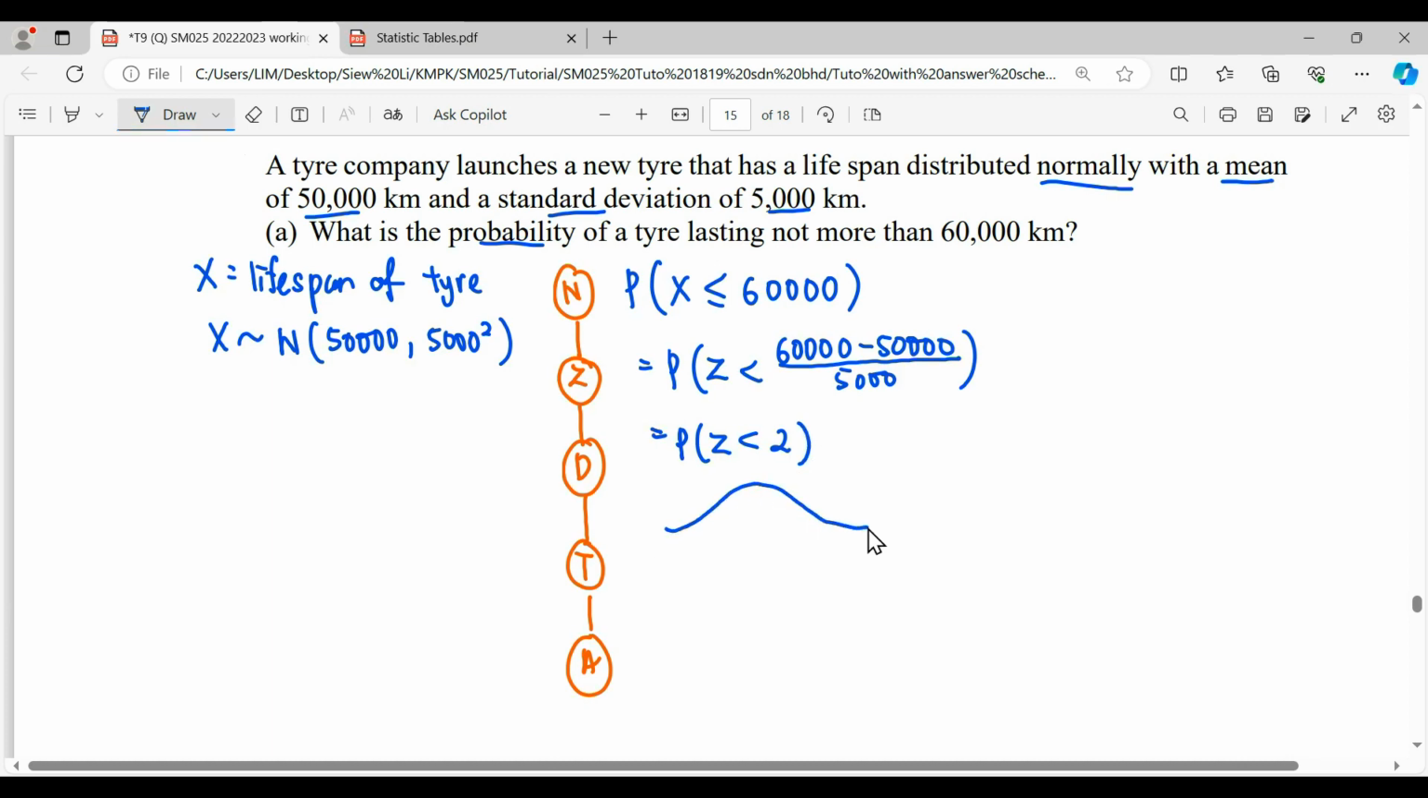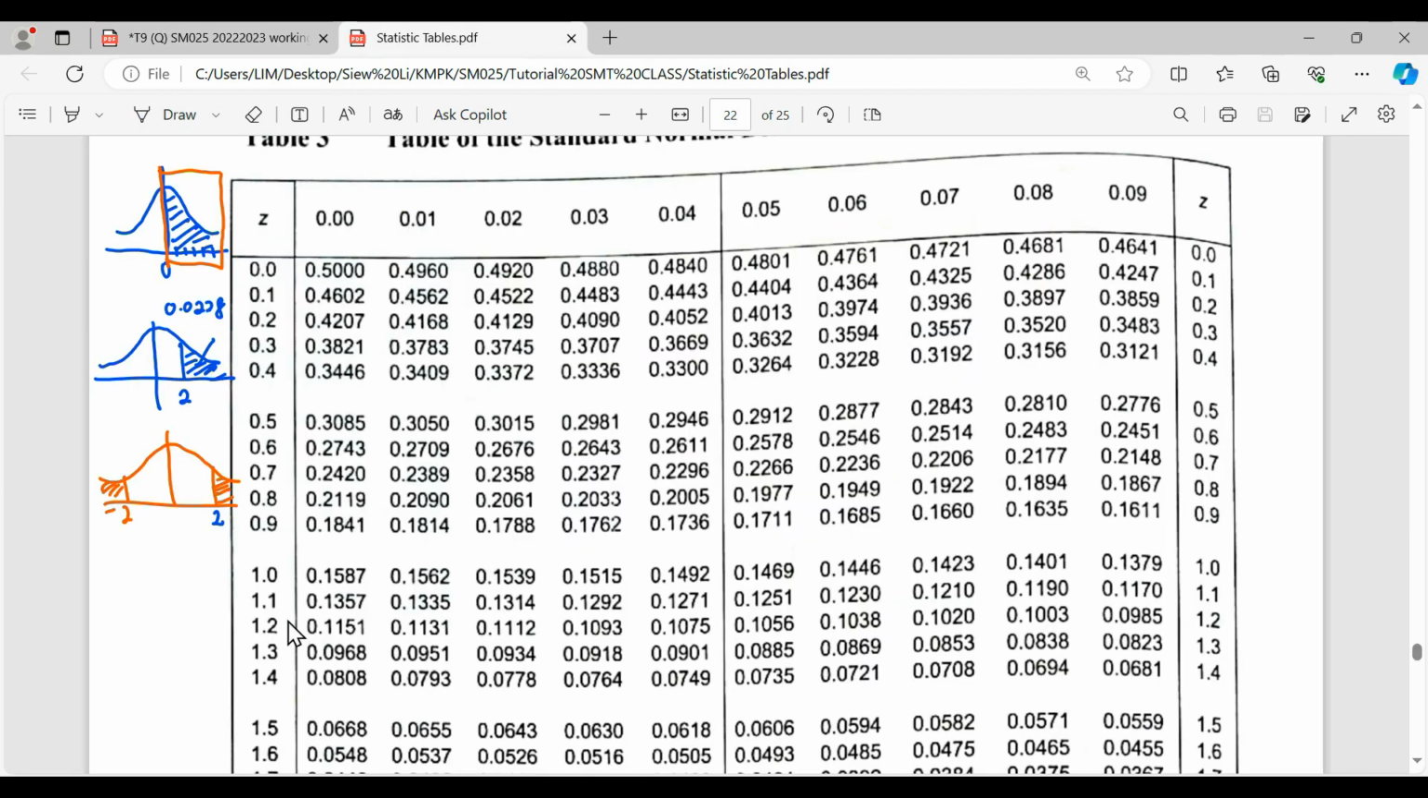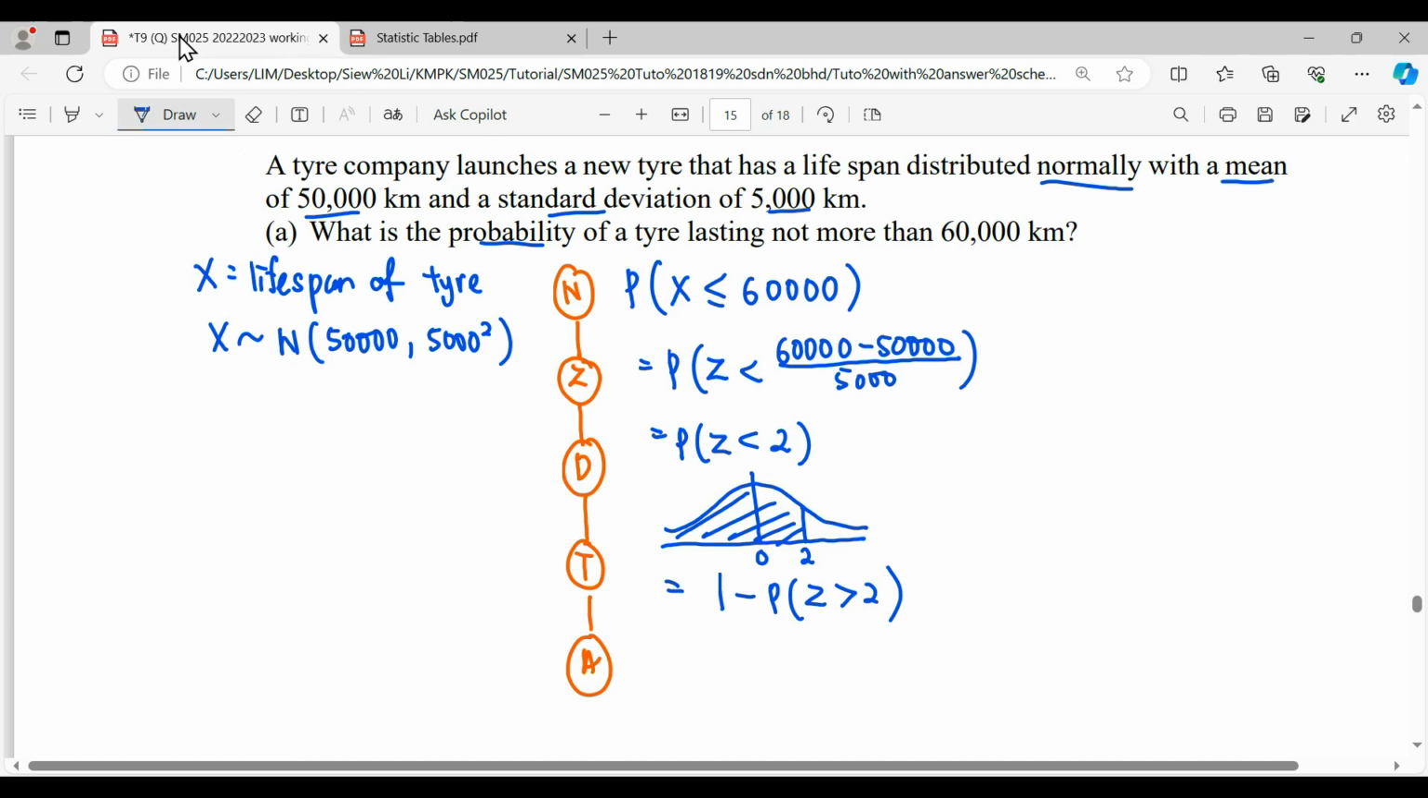Then we're going to draw our normal graph where 2 is a positive value on the right hand side. Less than means we want this region. In order to get this region, we're going to read the table. Our table is a right tail table. So to get this region, we take the whole region, which equals 1, minus the right tail, which is z more than 2. So we read our table, value of 2, probability is 0.0228. So here we have 0.9772.